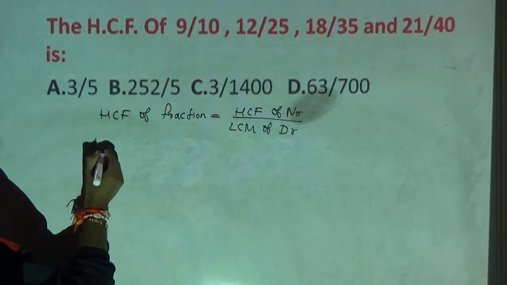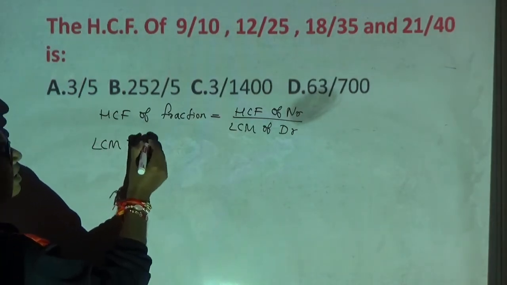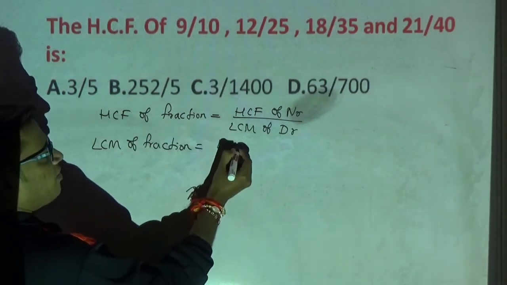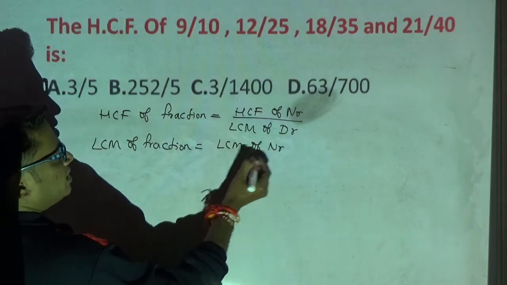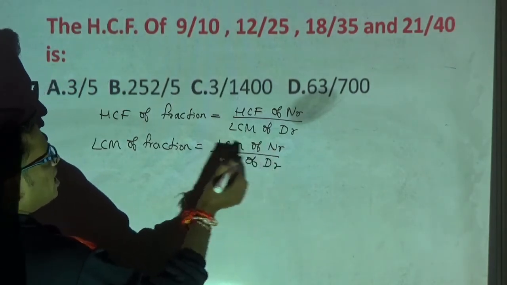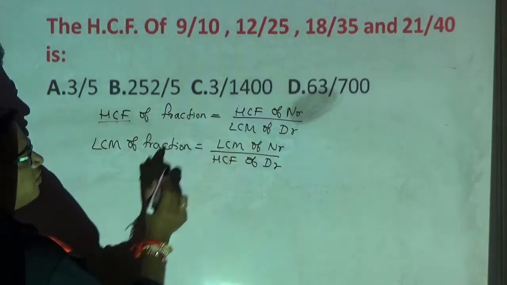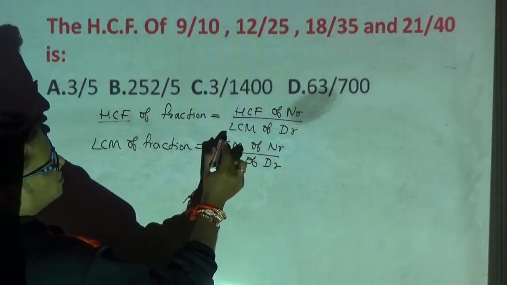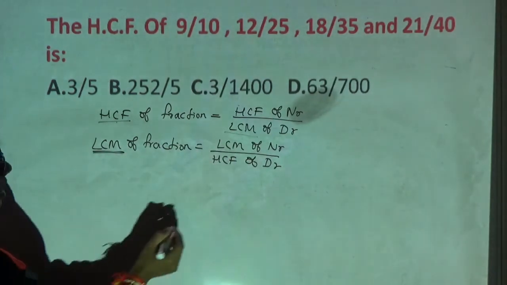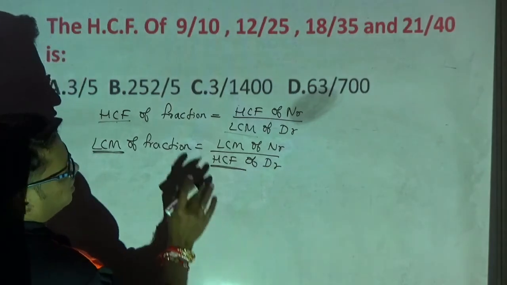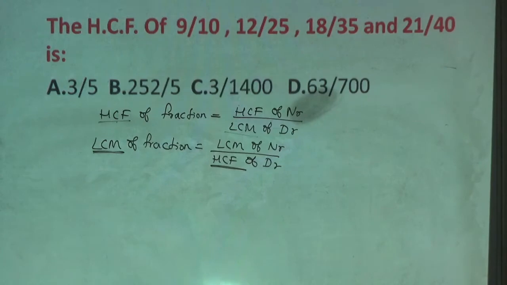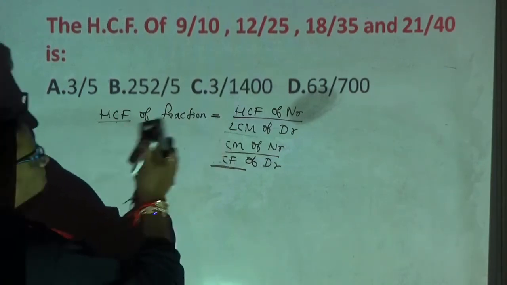Now, if you want to find out the LCM of fractions, then you have to find out the LCM of your numerators, then divide by the HCF of denominators. If you want to find HCF, for numerators you have to find HCF, and for your denominators you have to find LCM. If you want to find LCM, for numerators you need to find LCM, and for the denominators you have to find HCF. Then you have to divide. So please write these two formulas.